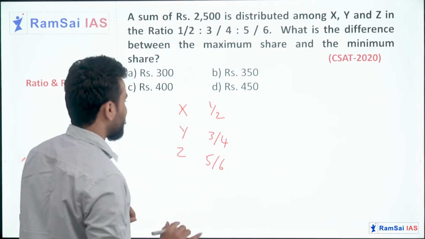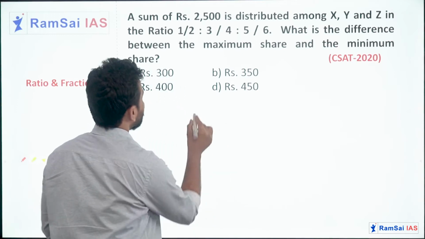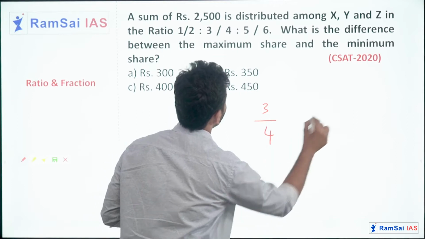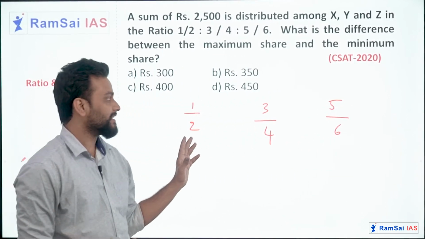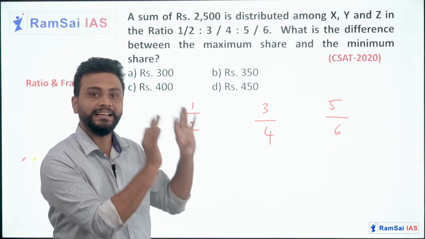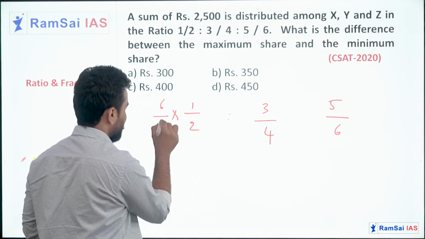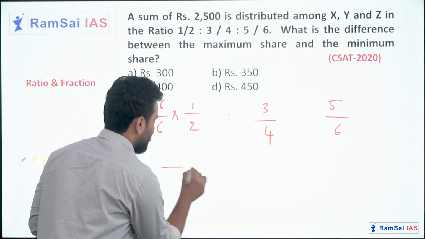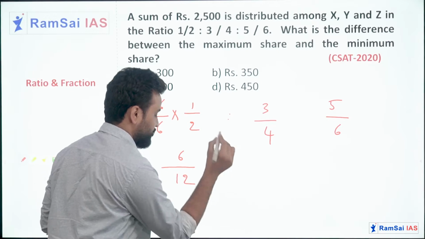So I'll make all the denominators equal. How to do that? See, 1 by 2, 3 by 4, 5 by 6. If I make all the denominators the LCM of the given denominators, then the numerators will be the exact ratio. So I'll multiply this with 6 and 6 in the numerator and denominator, so that 6 into 2 will be 12 in the denominator and 6 into 1 is 6.